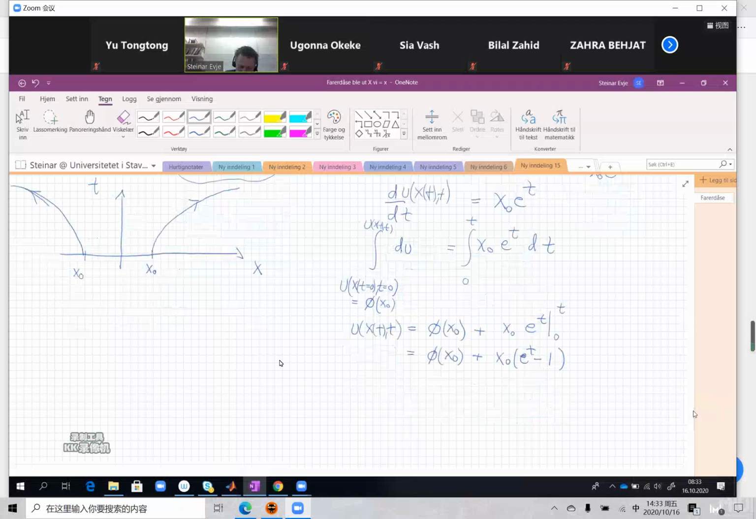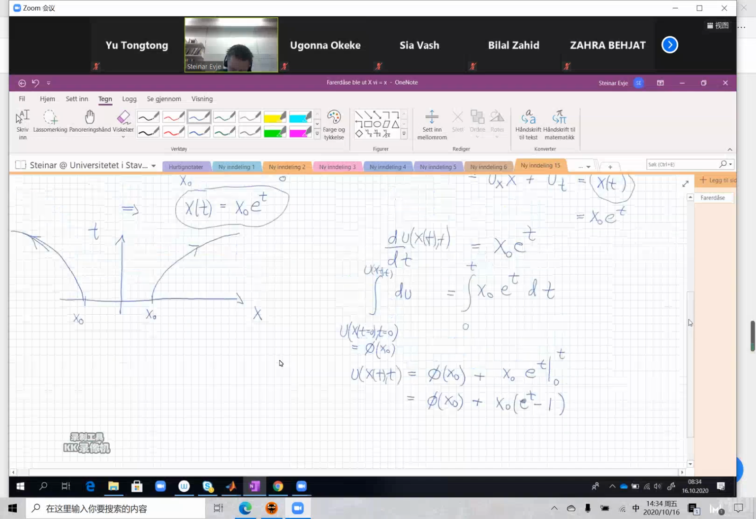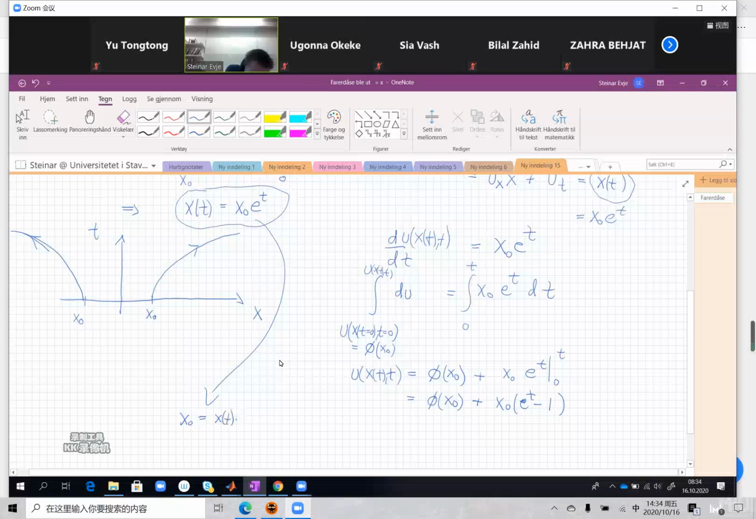There is one more step to take here, because we don't want to have x0 here. We want to have only x and t, as well as in the argument of phi. So we have to observe that x0 is the same as x of t multiplied by the exponential function with the argument minus t. And now we can insert this.